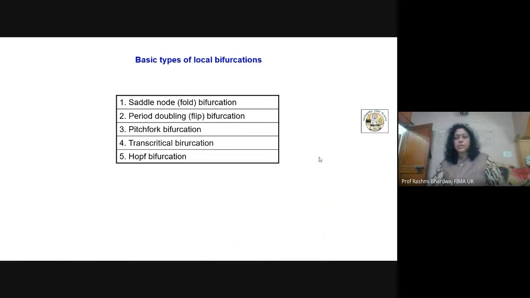Now I am coming to the different types of bifurcation. These are the main ones normally discussed in nonlinear systems. First is known as the saddle node or fold bifurcation. Another one is the period doubling or flip bifurcation. The third one is the pitchfork bifurcation. The next one is the transcritical bifurcation, and the last one is the Hopf bifurcation. One by one, I am taking the same example as I took yesterday and trying to explain these things.